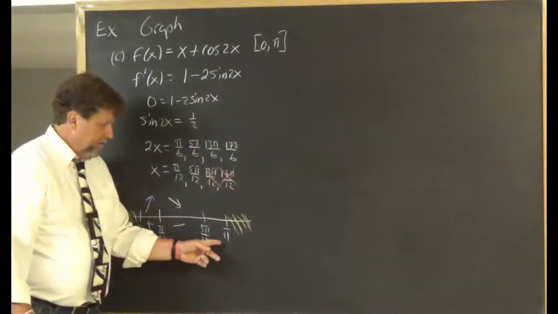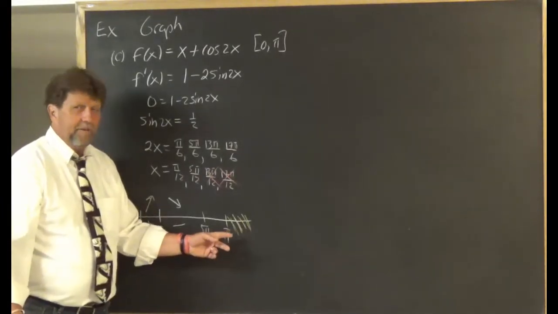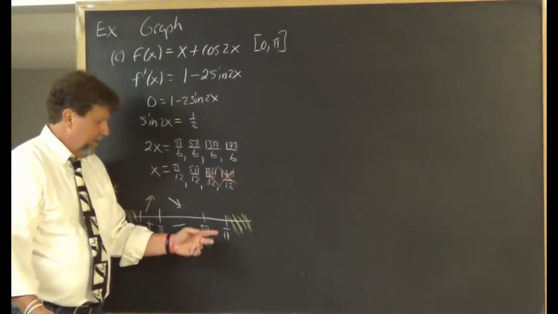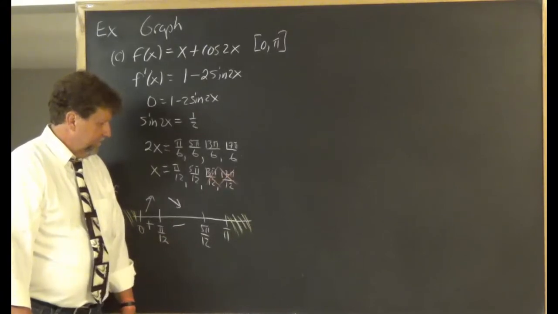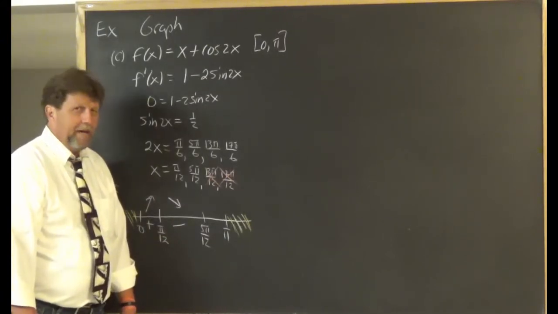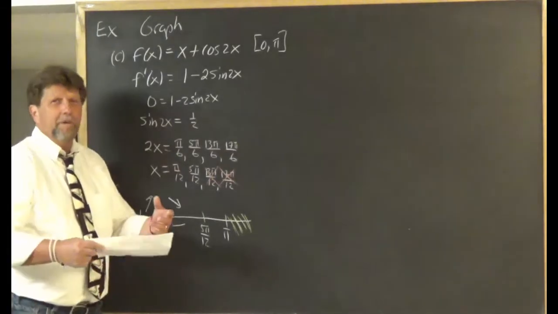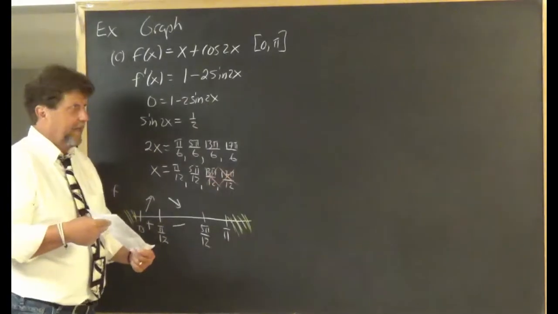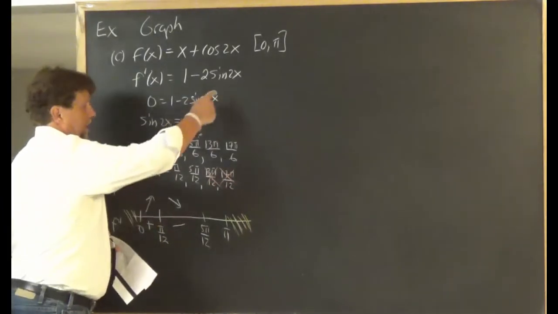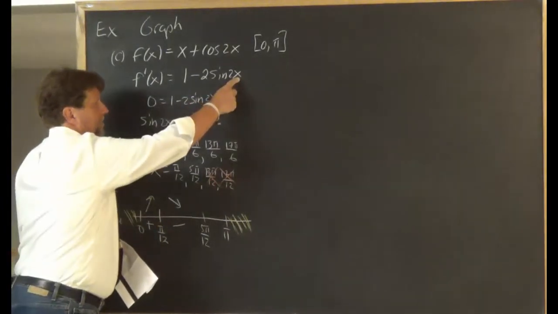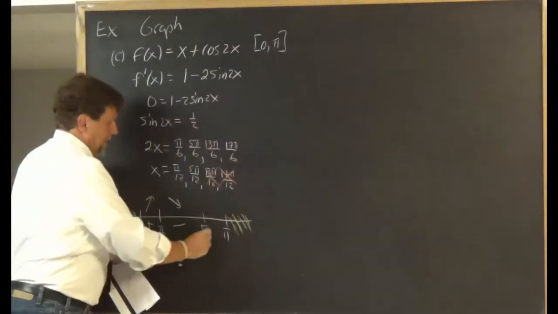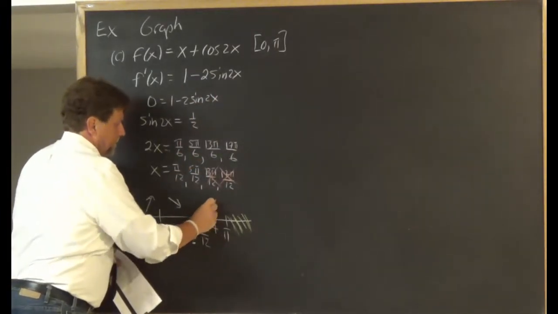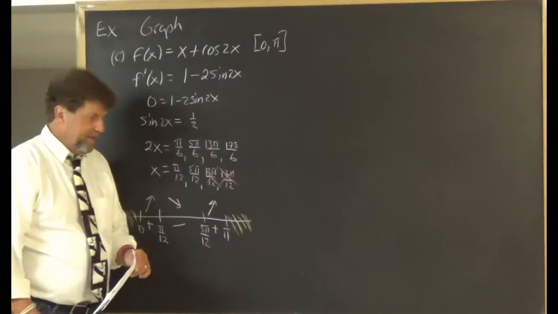And 5 pi over 12 to pi, I have to pick a number that's in that interval. I don't know, what do you think? 11 pi over 24? I mean, you just got to pick something that you know is in that interval, and I would toss it into the calculator. I would use my calculator to see what comes out, and a positive comes out, which means the function is increasing.